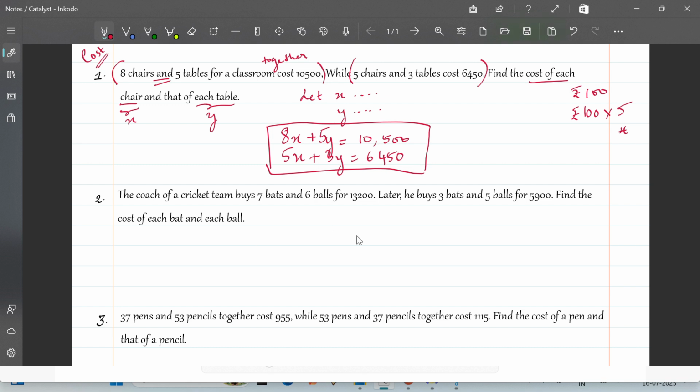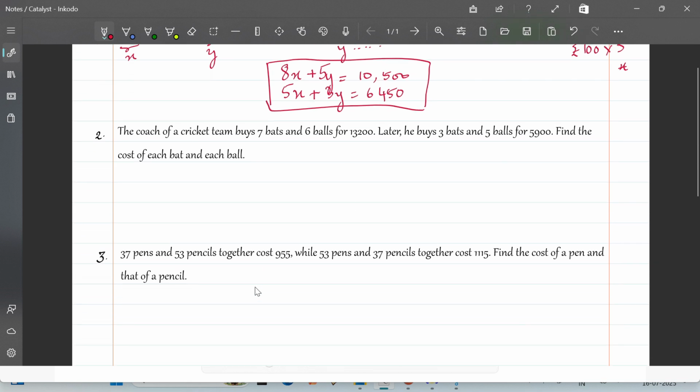Okay, let's see the second one. The coach of a cricket team buys 7 bats and 6 balls for rupees 13,200. Later he buys 3 bats and 5 balls for 5,900 rupees. Find the cost of each bat and each ball. Now first thing, the very first step that we have to do is find what is x, what is y. Okay, so let us write down what we are taking as x. As I told you, it will be given in the question itself. Cost of each bat you take as x, cost of each ball you take as y.